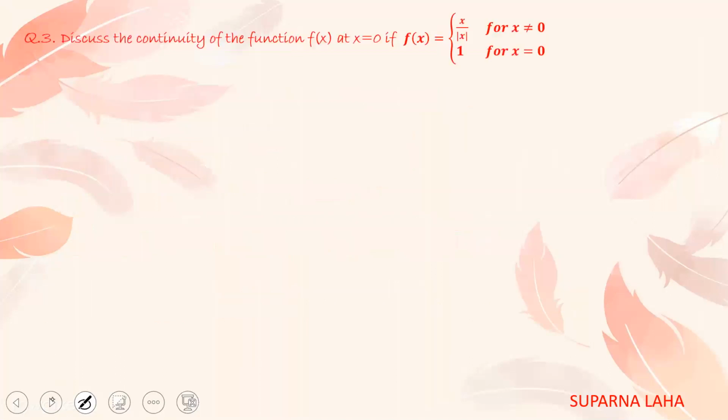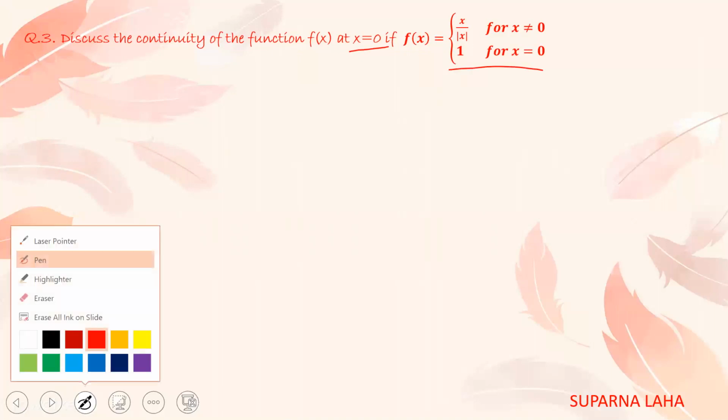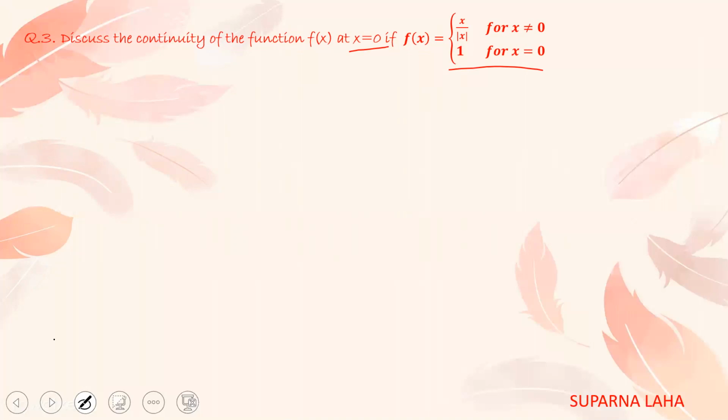Here is your first problem. Discuss the continuity of the function at x equals 0. So the point is given and the function is given. You need to check the continuity of this function. So here the mod is given, so you can divide the function between negative and positive.